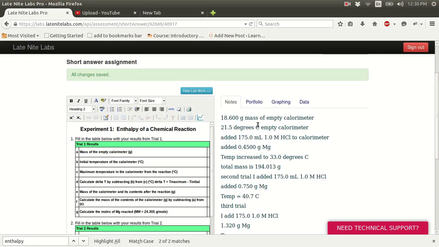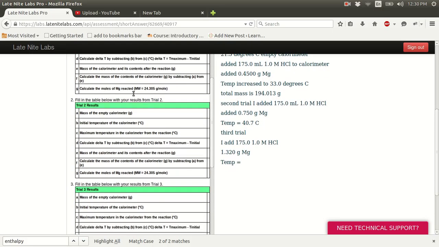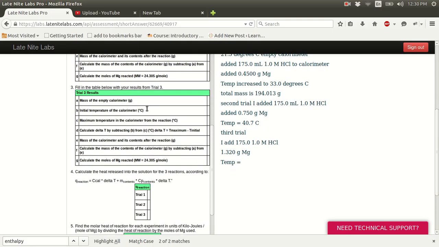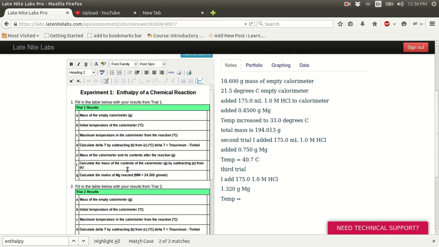Hi, I'm here to do the calculations. Just one example. You have trial 1, trial 2, trial 3 to do, but I'm just going to do trial 1. I'd like to do trial 2 and trial 3 for you, but you know what?